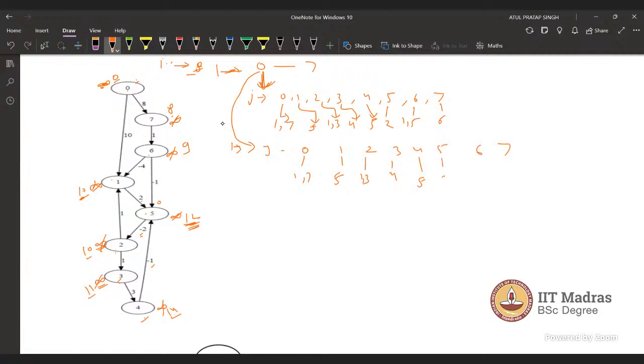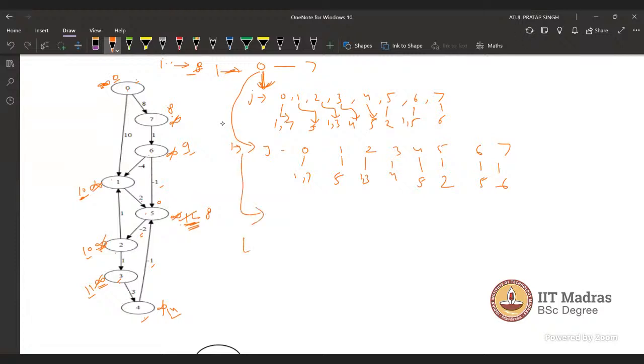We will check 5, 2, so we can move to 2. Now 12 minus 2 is 10, not updated. Now for 6, we will check for 5. Okay, so we can move here. So 9 minus 1 is 8. The previous value is 12, so it will become 8. And we will check for 7 now. 7 is 8, 8 plus 1 is 9.